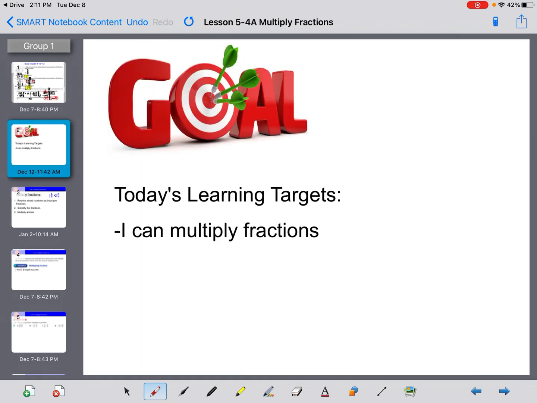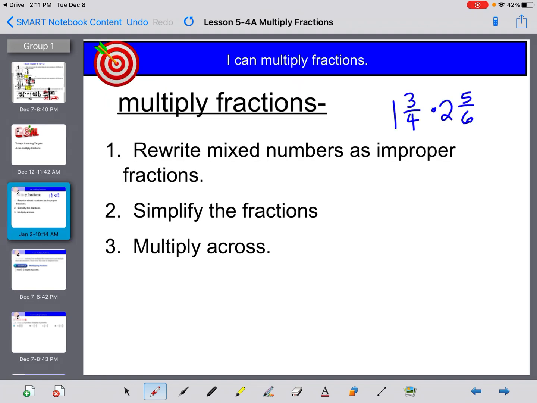All right, we're ready to go. Today's learning target is to multiply fractions. So, to multiply fractions, we have 3 steps. I would like you to write these down. The first step is to rewrite your mixed numbers as improper fractions. The second step is to simplify the fractions. And the third step is to multiply across. Let's do this first example in your notes together.